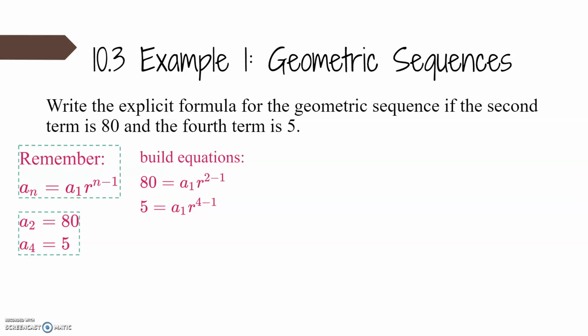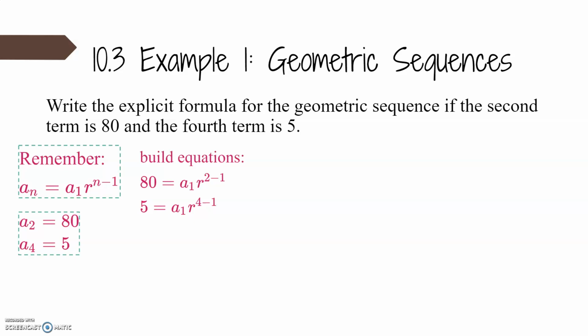So I can plug 80 in for an with the equation n equals 2 on the other side. Or I can plug in 5 for an with n equals 4 on the other side. So both of these equations are part of the sequence, but we don't know what r is, and we don't know what the first term a1 is. But we do have two equations with two unknowns.